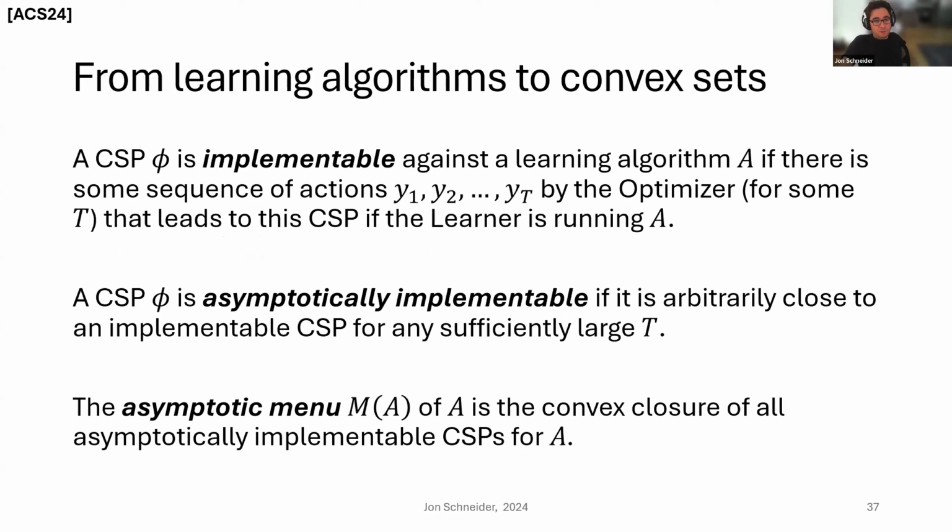There are some details here, but the way you should think about it is that the menu of a learning algorithm contains all CSPs that are implementable against the learning algorithm. So if you got to choose the optimizer's behavior and could do whatever, what's the set of CSPs you could cause the learning algorithm to end up at? We take the limit as t goes to infinity and ensure that you get these for every sufficiently large t. But this is what the asymptotic menu of a learning algorithm is.